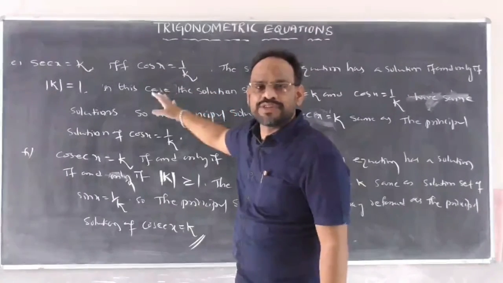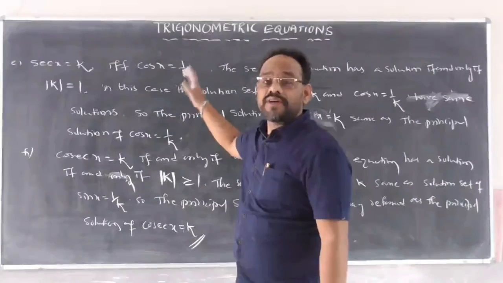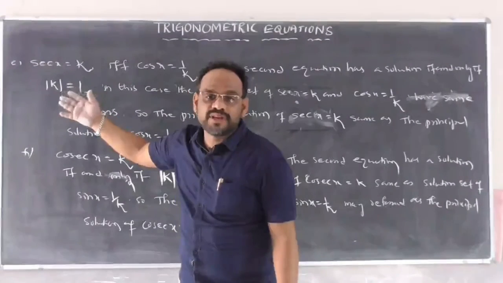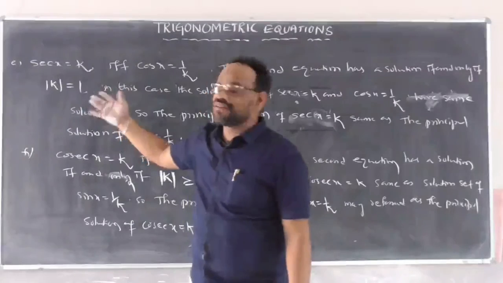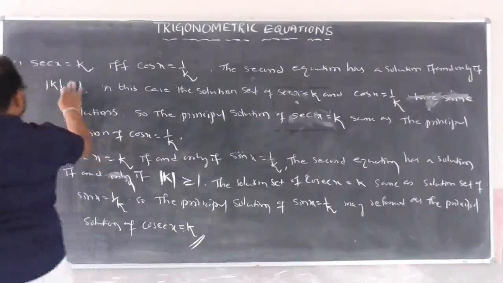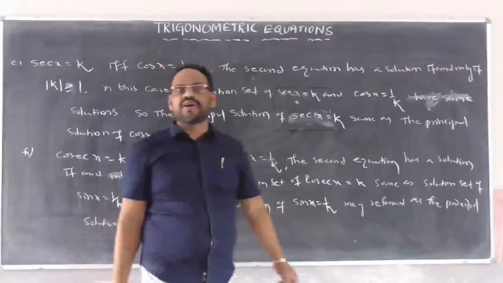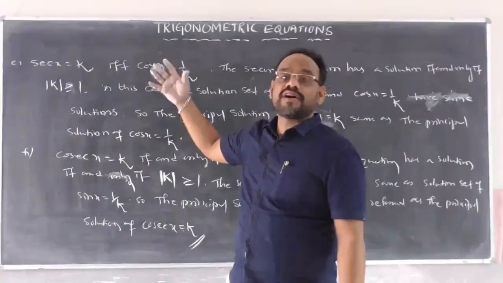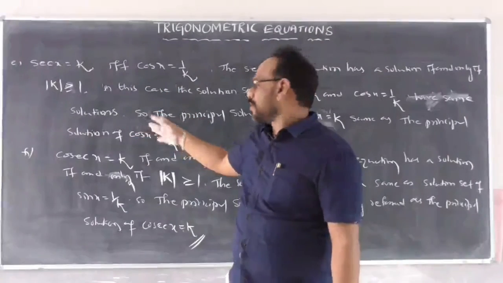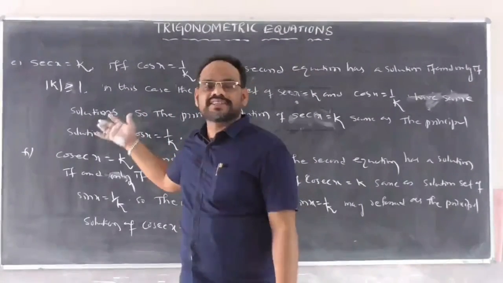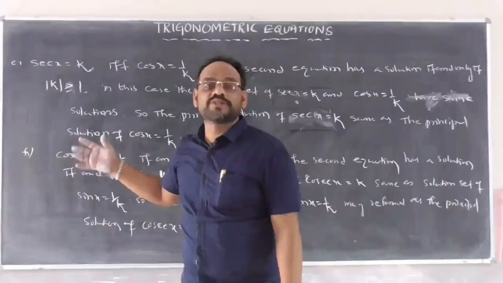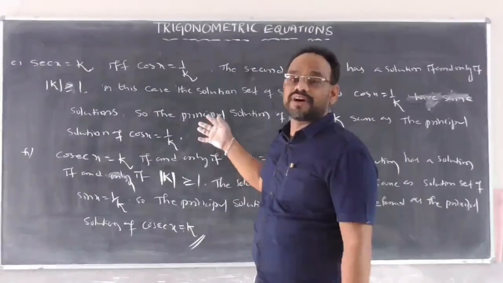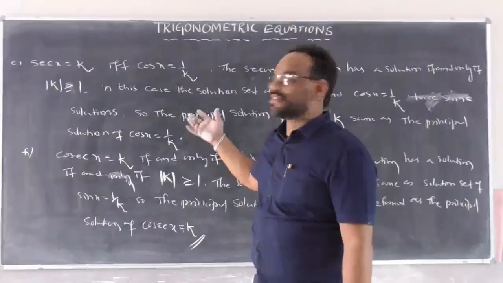Cos x equals 1 by k has a solution if and only if the absolute value of k is greater than or equal to 1. In this case, secant x equals k and cos x equals 1 by k have the same solutions. So the principal solution of cos x equals 1 by k may be referred to as the principal solution of secant x equals k.